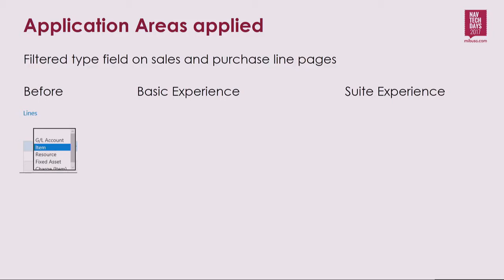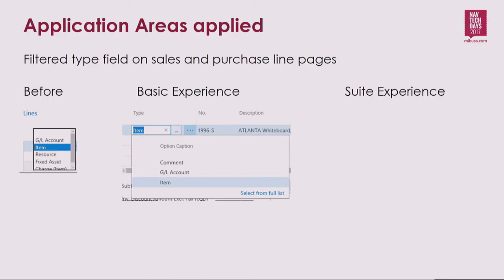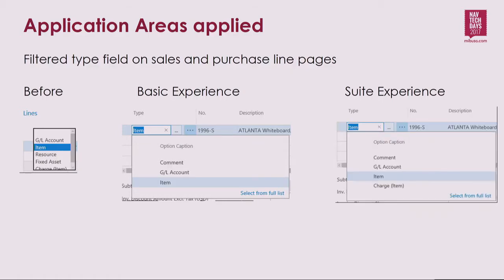Then when we went in and tagged it, we had a basic experience that filtered out what is not included in Basic, like fixed assets or item charges. And then in the Suite experience, we had everything available that we had already tagged. So this is one way that we can use application areas to create a more user-friendly data entry experience, because now you can only see what you can actually work with instead of having everything. You can basically filter things out.